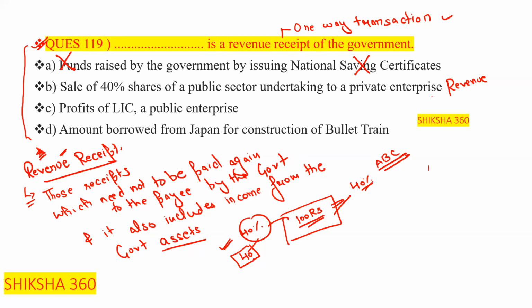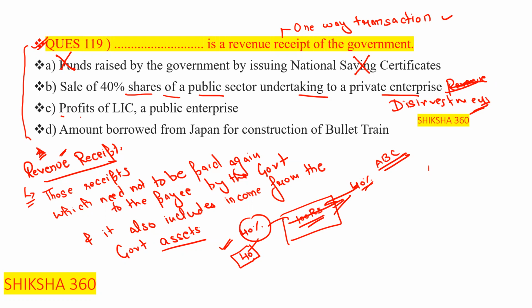Okay, wait a minute. Sale of 40% shares of a public sector enterprise to a private enterprise: sorry, this is not a revenue receipt. This is a disinvestment, sorry.